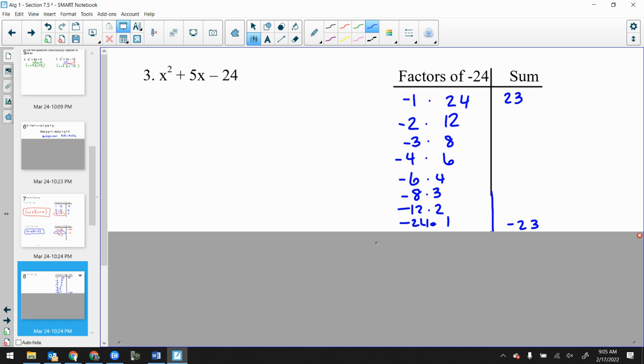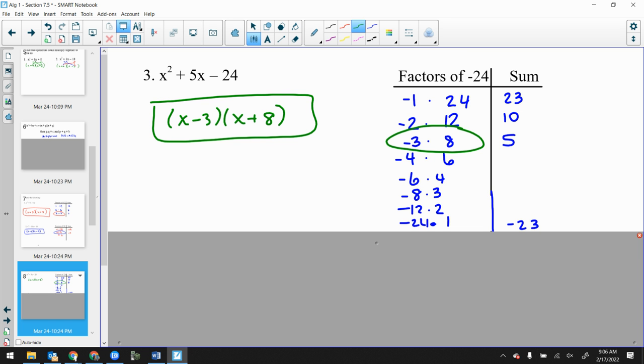Yeah, it's up here. Negative 1 times 24 is up there. So now we have to figure out which set of factors work. And as soon as you get to it, you can stop. What is negative 2 plus 12? 10. Does that work? What's negative 3 plus 8? Does that work? Bingo. There it is. So we can say x minus 3, x plus 8. There's my answer.